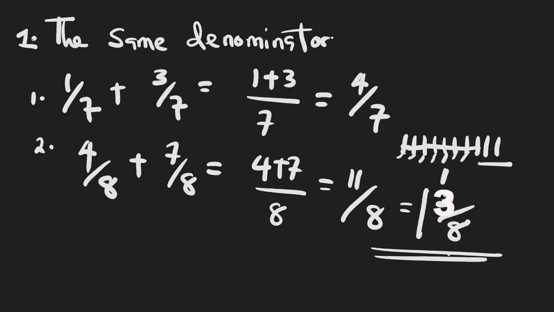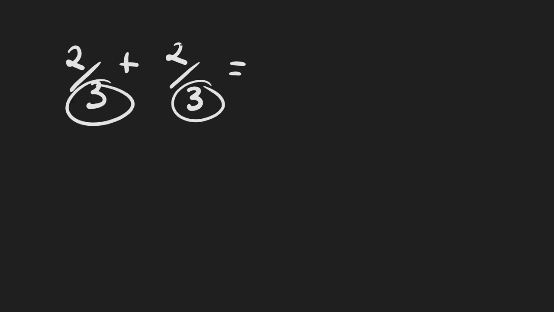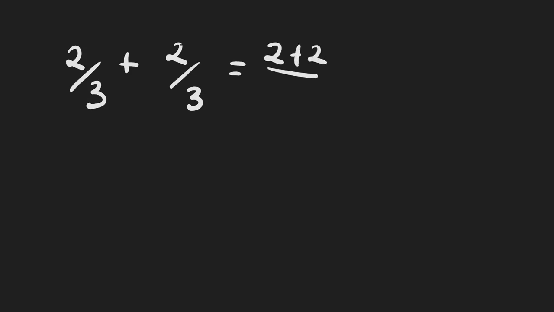Right? Let's see more examples. All right, another example is when you have 2 divide 3 plus 2 divide 3. I say 2 divide 3 plus 2 divide 3. Since the denominators are the same, we simply add the numerators, which is 2 plus 2 over, just pick one of the denominators, which is 3. So it will be 4 over 3.